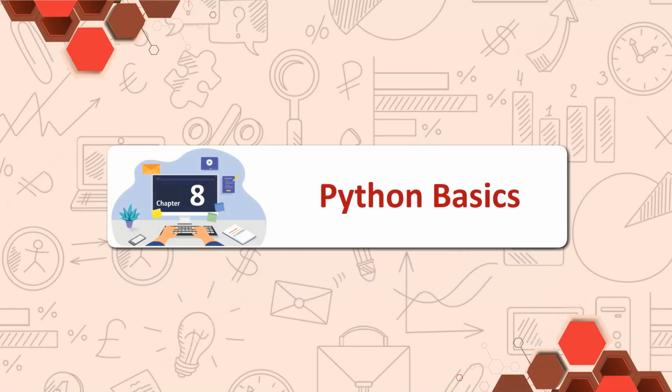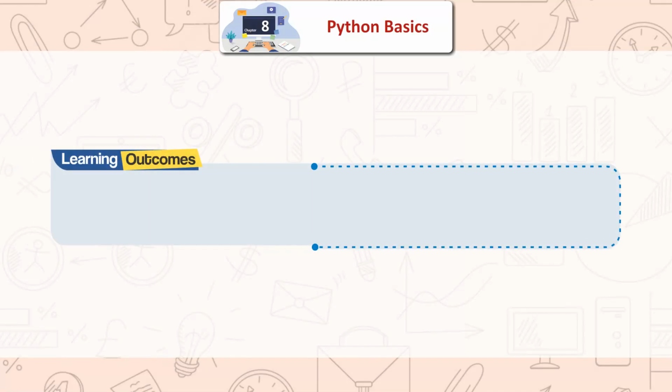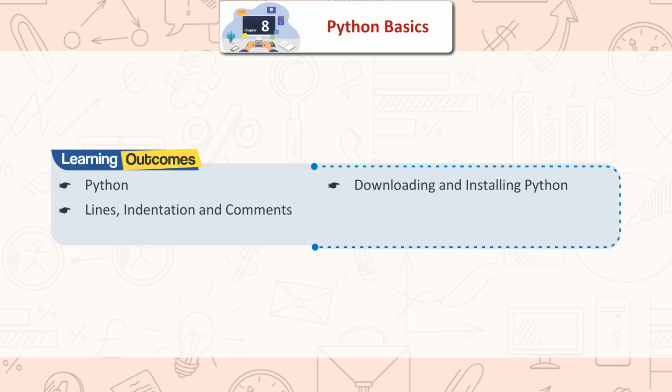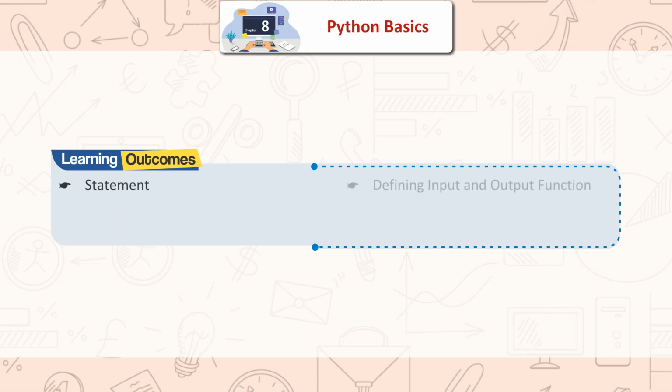Chapter 8: Python Basics. Learning Outcomes: Python, downloading and installing Python, lines, indentation and comments, variables, features of Python programming. Start with Python statements, defining input and output functions.